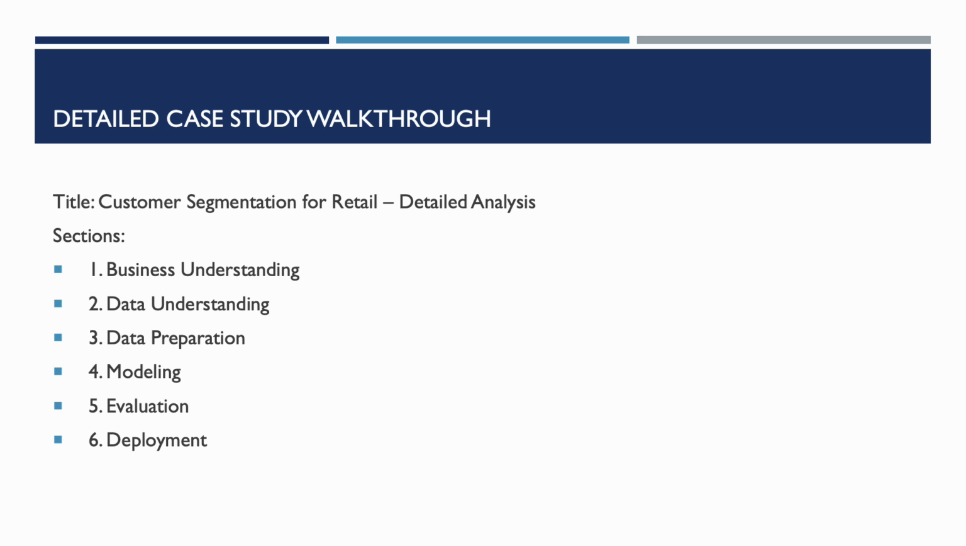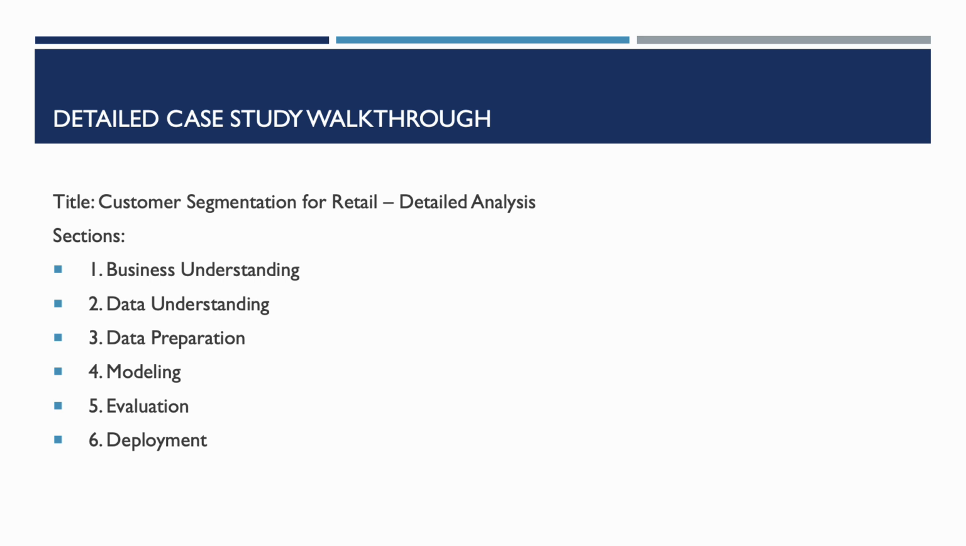Then fourth, we'll do modeling. We apply clustering algorithms such as K-means to group customers based on their purchasing power or purchasing patterns. We may also use classification techniques like decision trees to predict which segment new customers belong to based on specific features.